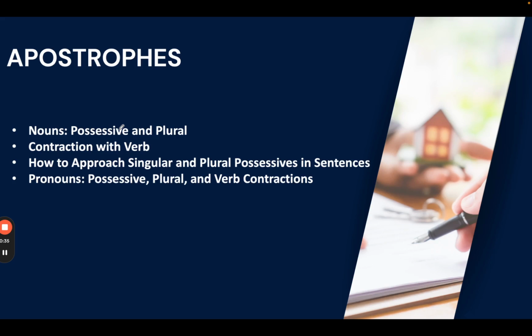Today we are breaking down apostrophes, one of the trickiest punctuation marks on the digital SAT. Whether it is deciding if you're dealing with possessives, plurals, or contractions, apostrophe questions can easily trip you up if you're not careful. Many students struggle with questions like is it "its" or "it's", or where exactly the apostrophe should go. These are common stumbling blocks that can cost you valuable points, but I've got you covered.